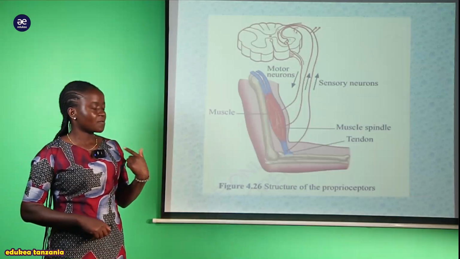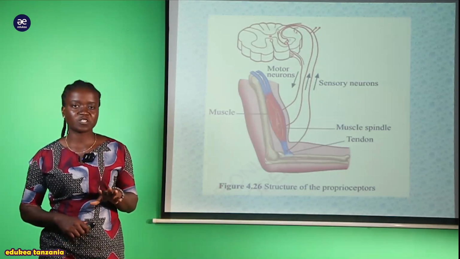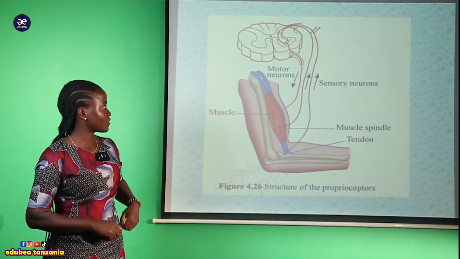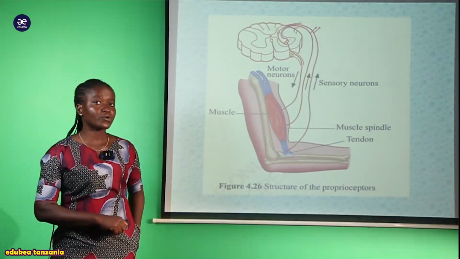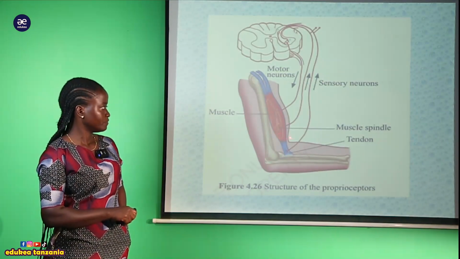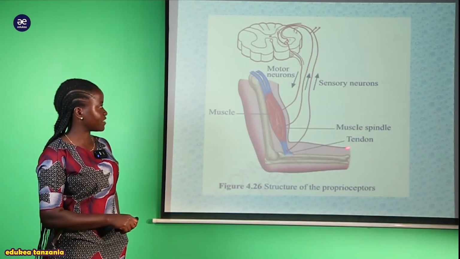We have seen that the proprioceptors are found in the internal environment of the organism, specifically within the muscles. So they detect the stretching of the muscles. Now you can see this is our arm. Huu ndio mkono wa mtu. So the stretching of these muscles involves the muscle spindle, and here we have the tendon.